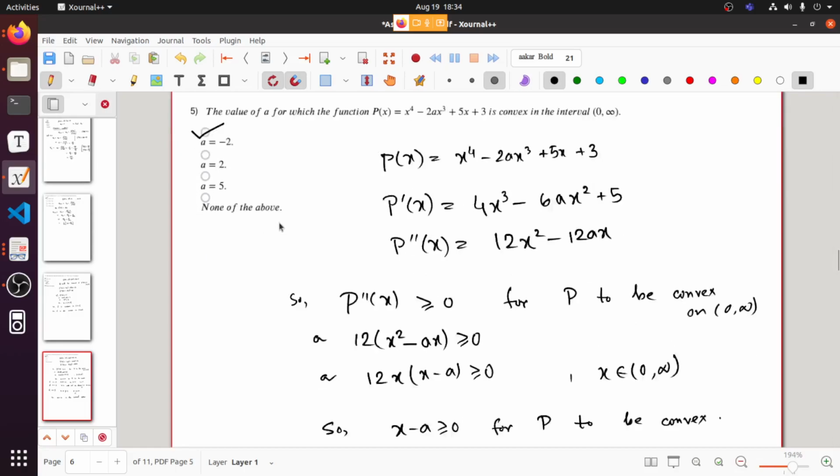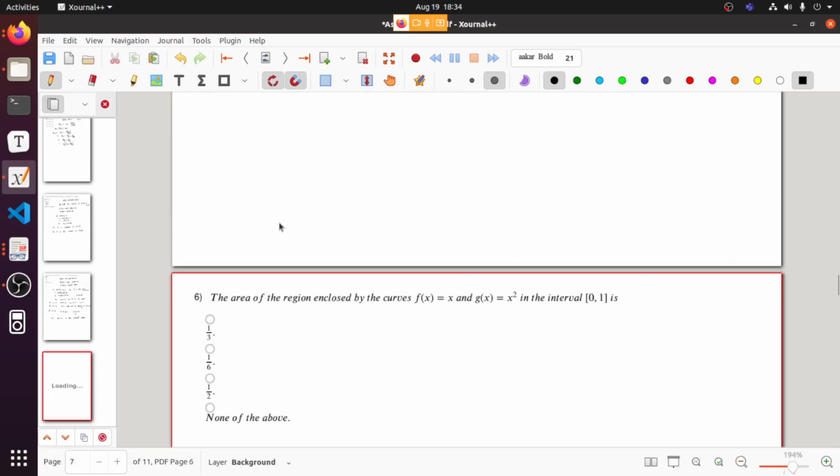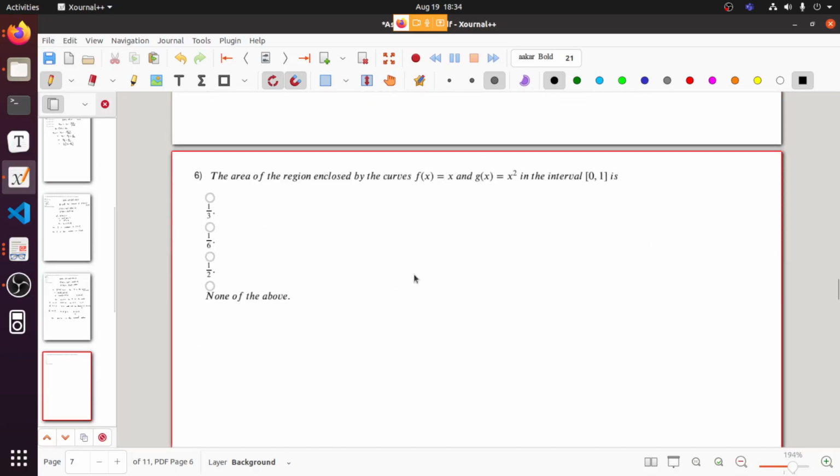Okay. Let's move to the next one. It is question number 6. What it is saying? You have to find the area of the region enclosed by the two curves f and g. It's given f(x) equals x and g(x) equals x square. So f(x) equals x in the interval 0, 1, and g(x) equals x square.